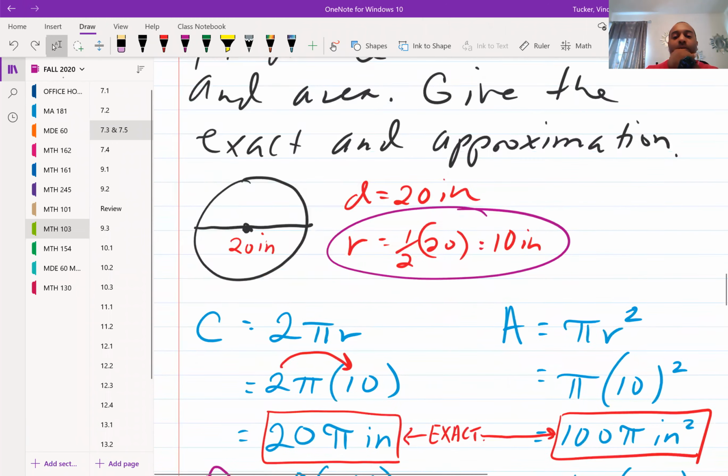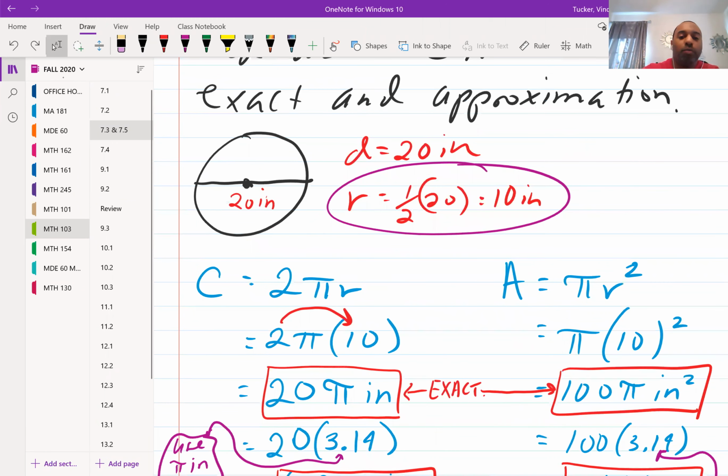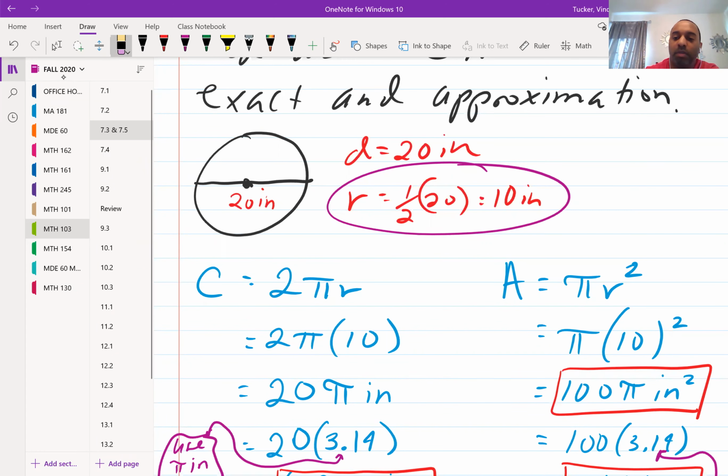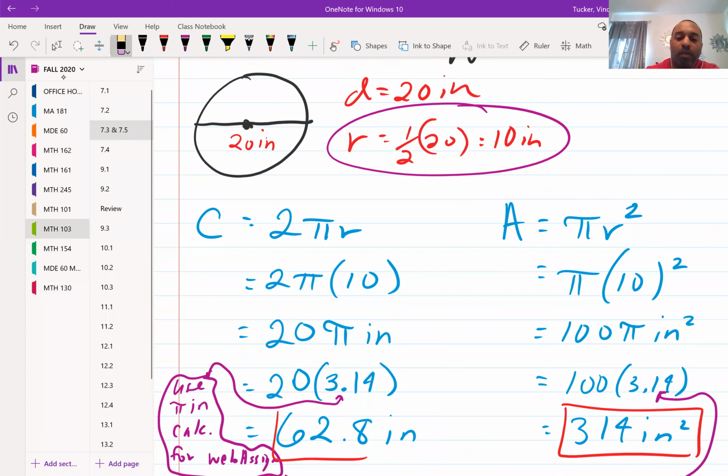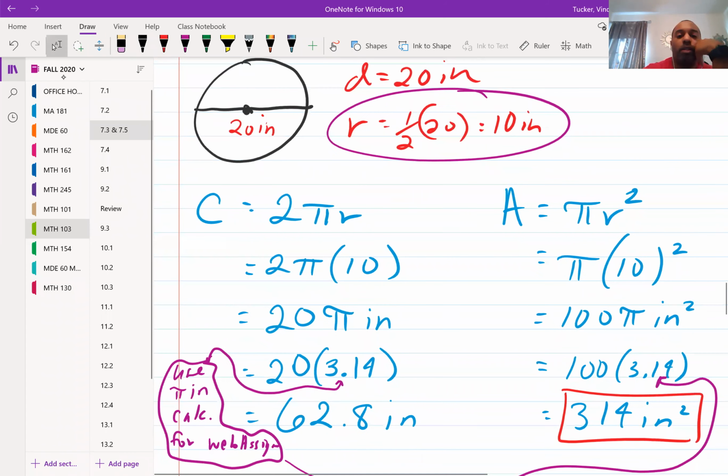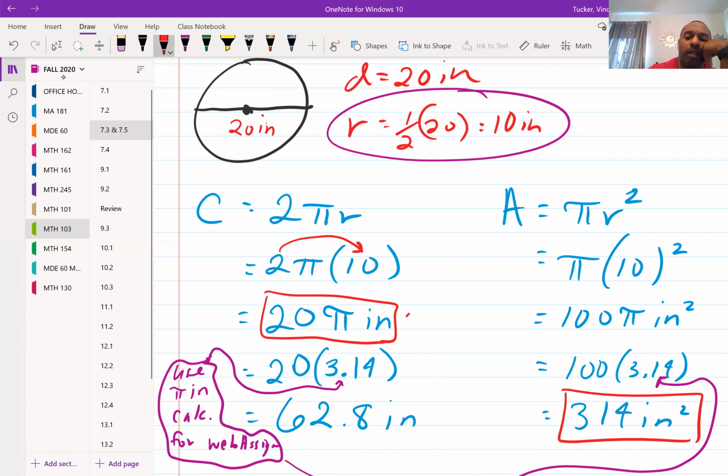To calculate the circumference, we would do 2 pi times r. 10 is r, so that's 2 pi times 10. Let me erase some of this stuff so we can be clear on what's going on. All right, to simplify 2 pi times 10, I would do 2 times 10, which is 20, and leave the pi there. So 20 pi inches will be what they consider the exact answer.